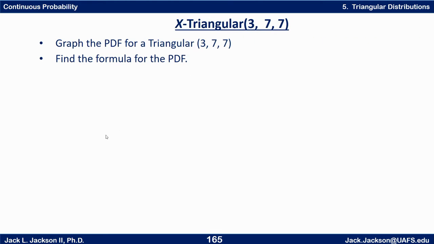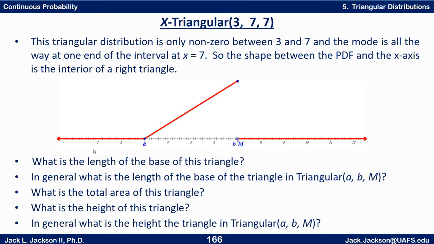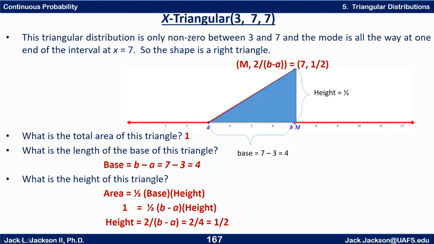We want to find the graph and the formula for the PDF. It was a graph like this, so it goes from 3 to 7 is the important part, 0 outside of that. Going up from 3 to 7, the graph is going straight up like that because the mode is here at 7. The length of the base of the triangle was 4. Turned out that gave us a height of 1/2, so that we get an area of 1.